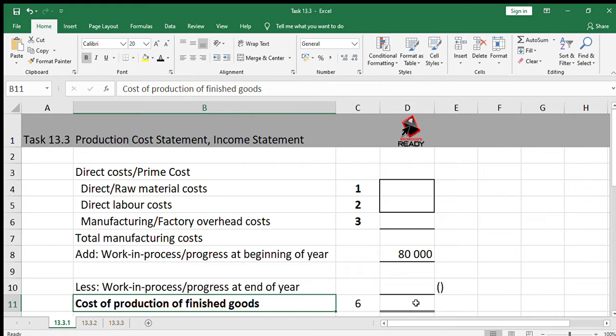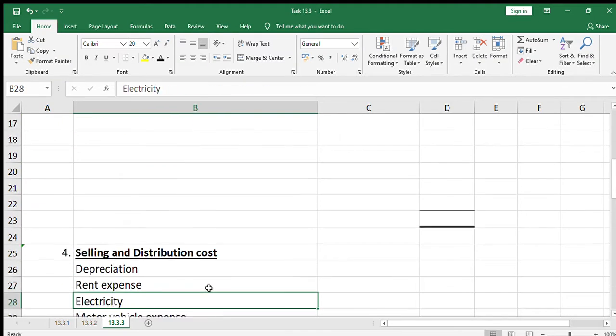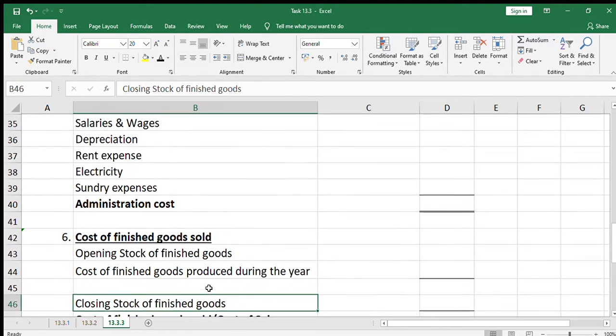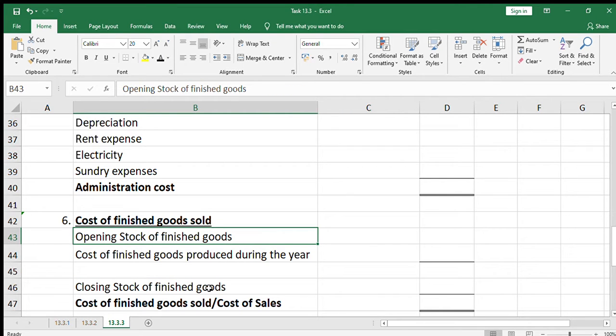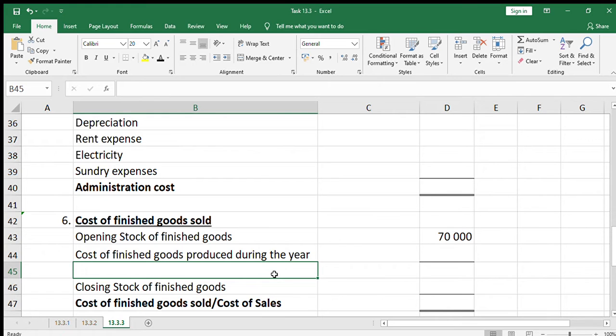We're going back to the question. We then have in the third bullet the finished goods stock account of 70,000. I want you guys to go to note 6. In note 6, we have the opening stock of finished goods. This has been given to you in your workbook, but obviously you're going to have to learn it as well. We're going to put the 70,000 in there. What I want you guys to remember about this opening stock of finished goods is that these were the goods which were produced at the end of last year but were not sold.